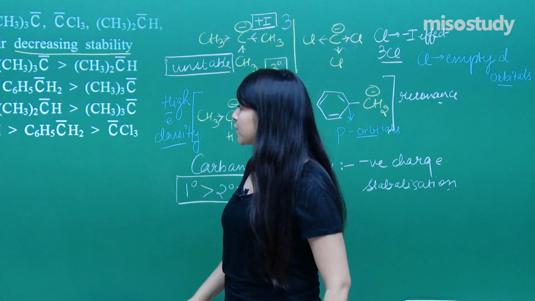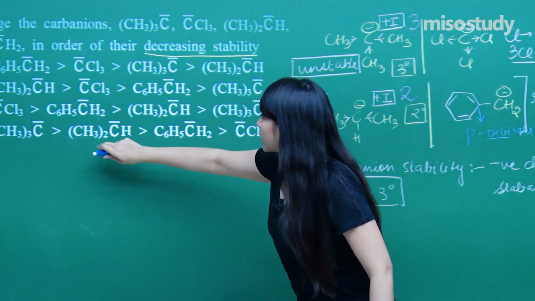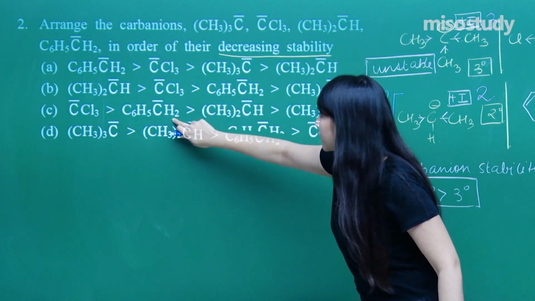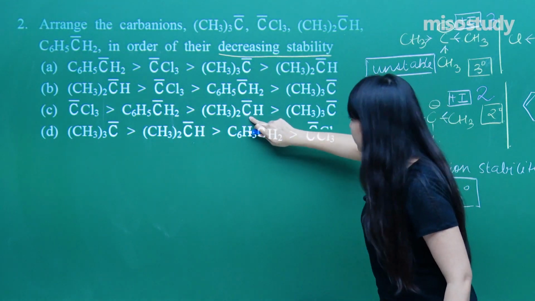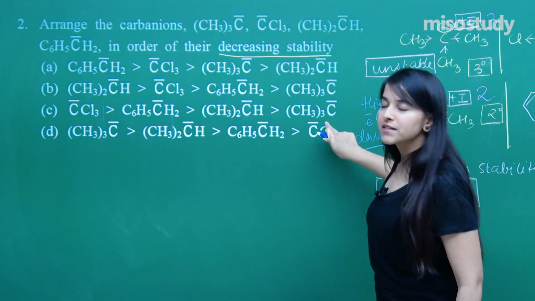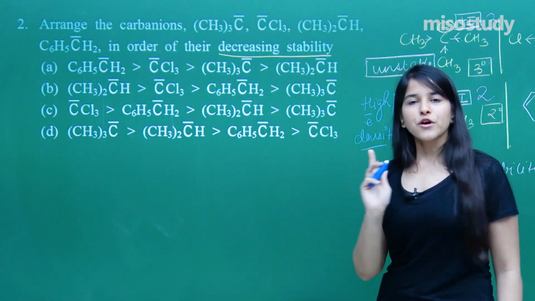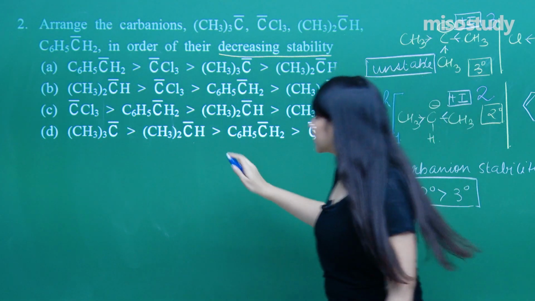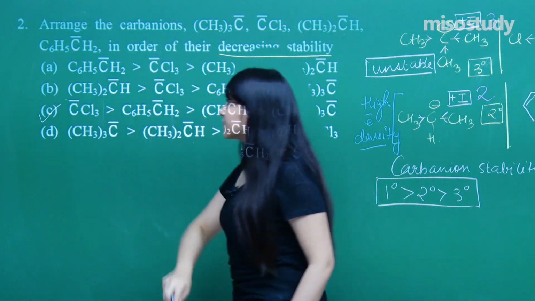So I hope you all are able to follow this. So here what do we have? CCl3, followed by the benzyl carbanion, then the secondary one, and finally the most unstable one, that is the tertiary one. So I hope you all have got the right answer over here. Let us just mark the answer.